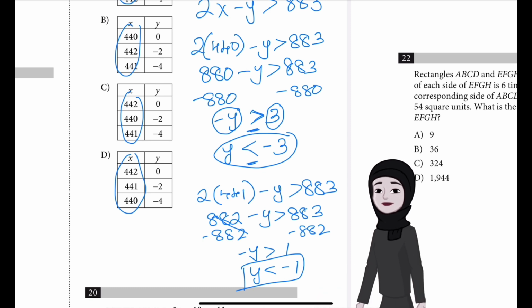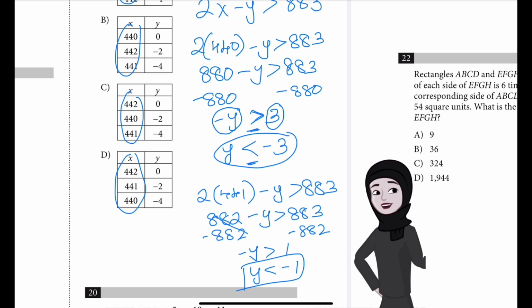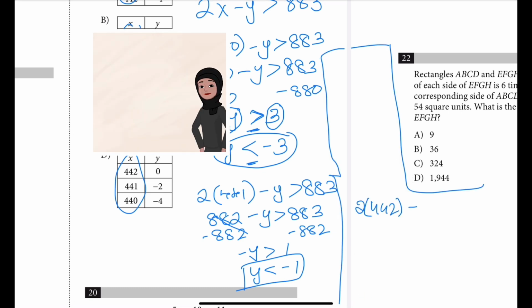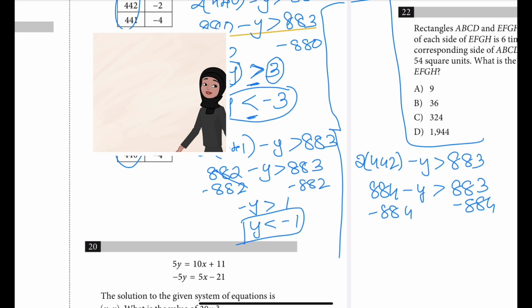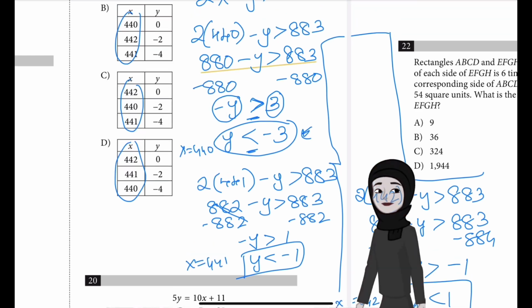Now the last one we will substitute, that is 442. So 2 times 442 minus y is greater than 883. 2 times 442 is 884, minus y is greater than 883. Subtract 884 on both sides, and you will get negative y is greater than negative 1. Now divide both sides of the inequality by negative 1 and you will get y is less than 1. So now let us start checking the tables.